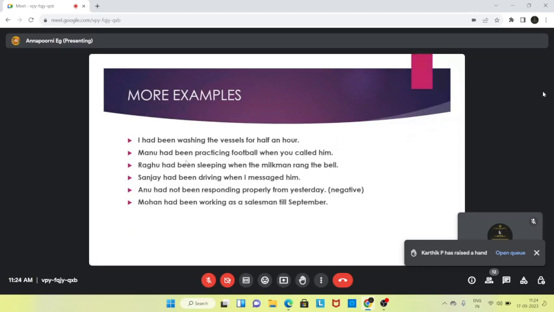Last example. Mohan had been working as a salesman till September. Okay. So till September, Mohan had been working as a salesman. But what happened after September, that is not given. So something had interrupted his work.